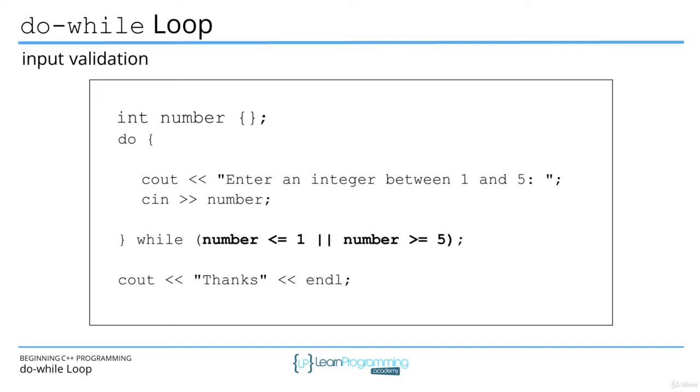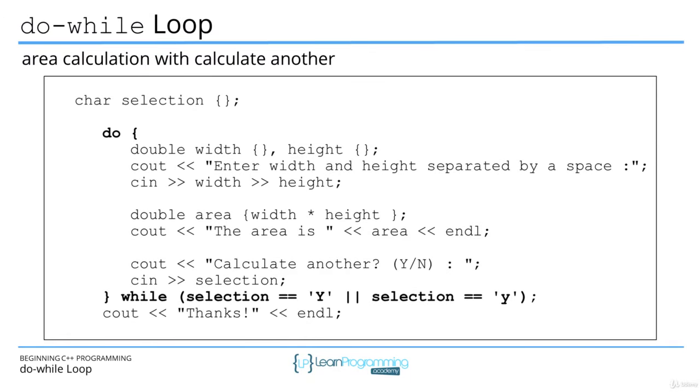Also, let me talk for a minute about the variable number. Notice how we declared it outside the loop body. Since number is used in the while loop's condition expression at the bottom, it cannot be declared within the body of the loop. If you do so, you'll get a compiler error. In this example, we're declaring selection as a character type. It's outside the loop because we're using it in the loop condition at the bottom.